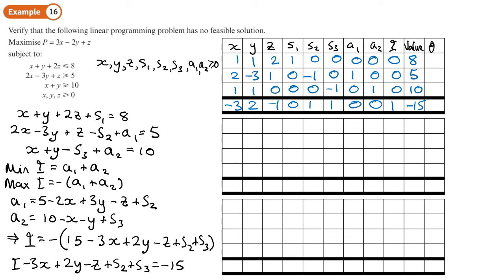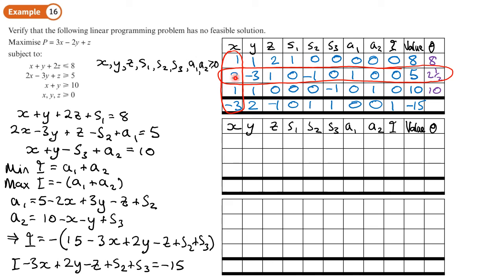Okay, so our pivot column is here. Let's do the calculations. 8 divided by 1 is 8. 5 divided by 2, 2.5. 10 divided by 1 is 10. So that means here's our pivot row, and the pivot value is 2.